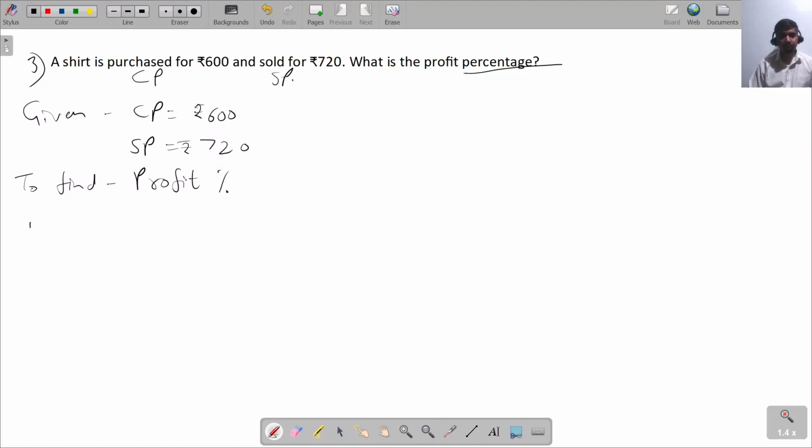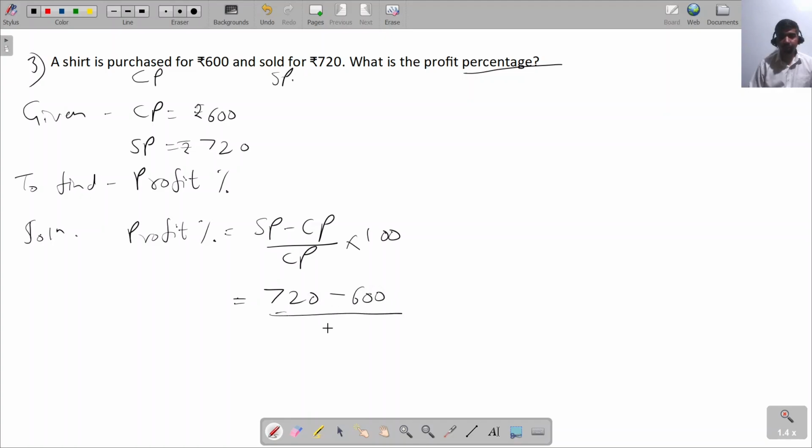So let's do the formula. Solution, profit percent is selling price minus cost price upon cost price into 100. This is the formula. Profit percent is how much? We have to find selling price. कितने में बिका? 720. कितने में बाय किया? 600 upon 600. Remember, always CP will come in the denominator.